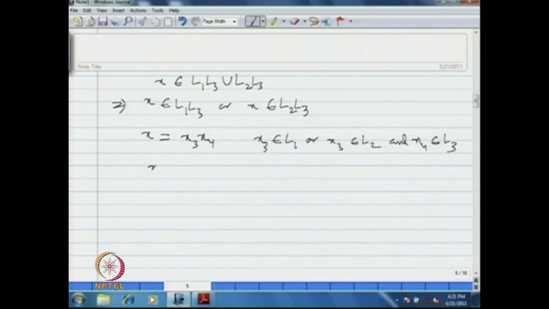we can write that x belongs to, since x3 belongs to L1 or x3 belongs to L2 and x4 belongs to L3. Therefore, we can say that x belongs to L1 union L2 and concatenation with L3. Hence, L1 union L2 concatenated with L3 is equal to L1 L3 union L2 L3. So, hence the proof.